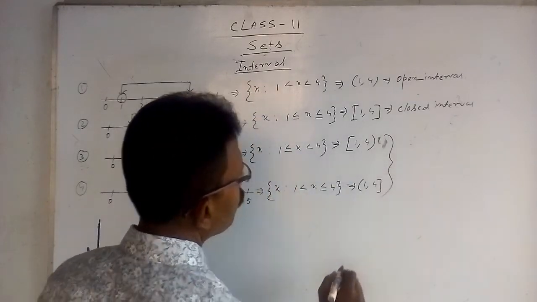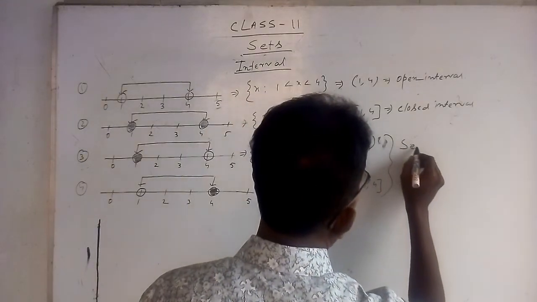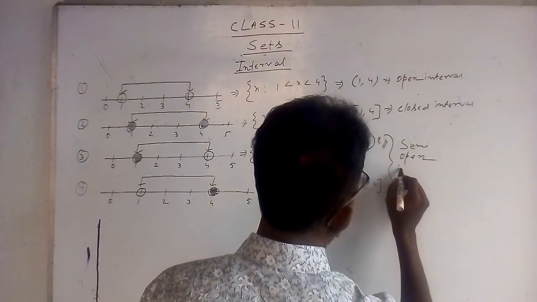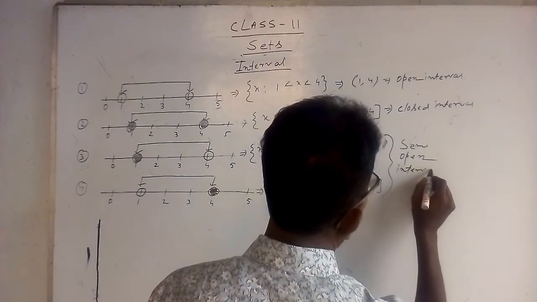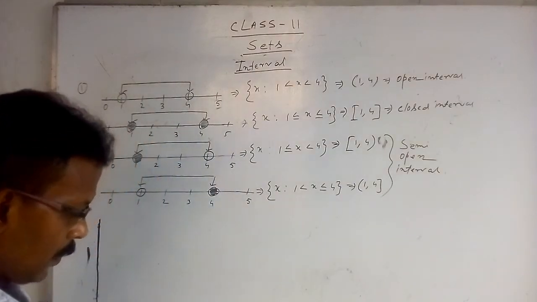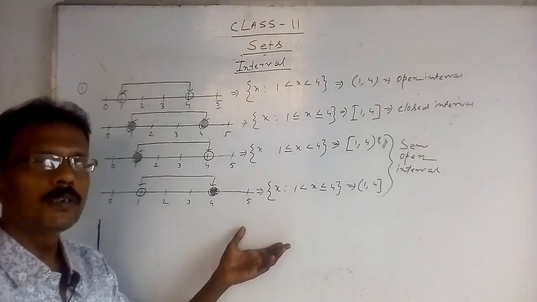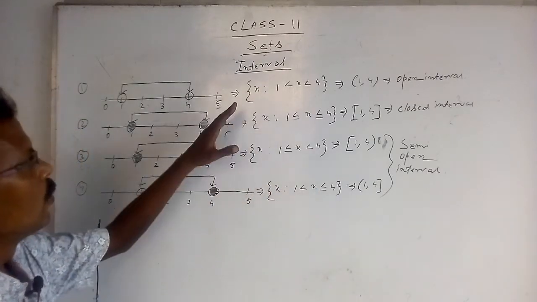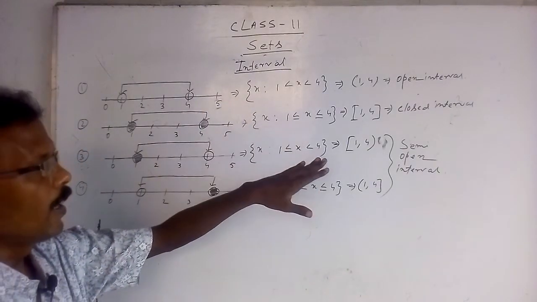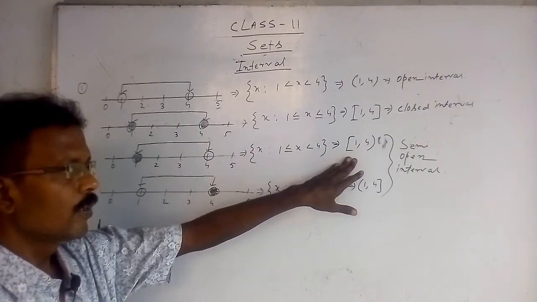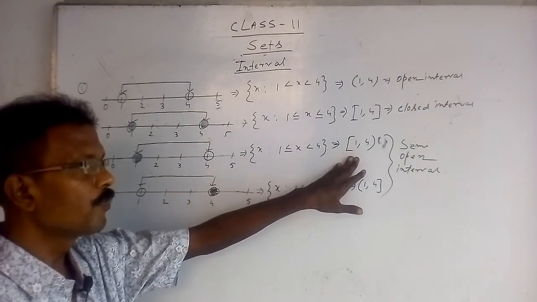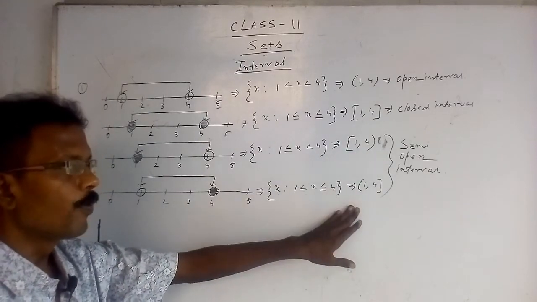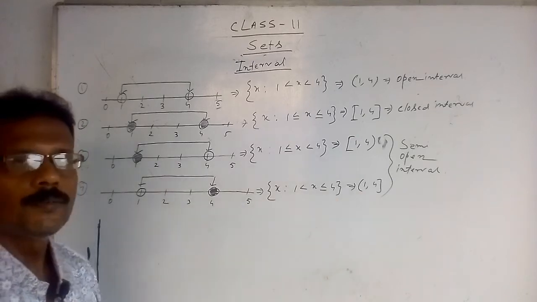Clear? And these two intervals are called semi-open interval. Clear? This is all about intervals. That is, you can say the intervals are 4 types: open interval, closed interval, and semi-open intervals, which is closed, which is open from right side, and another semi-open interval which is open from left side.